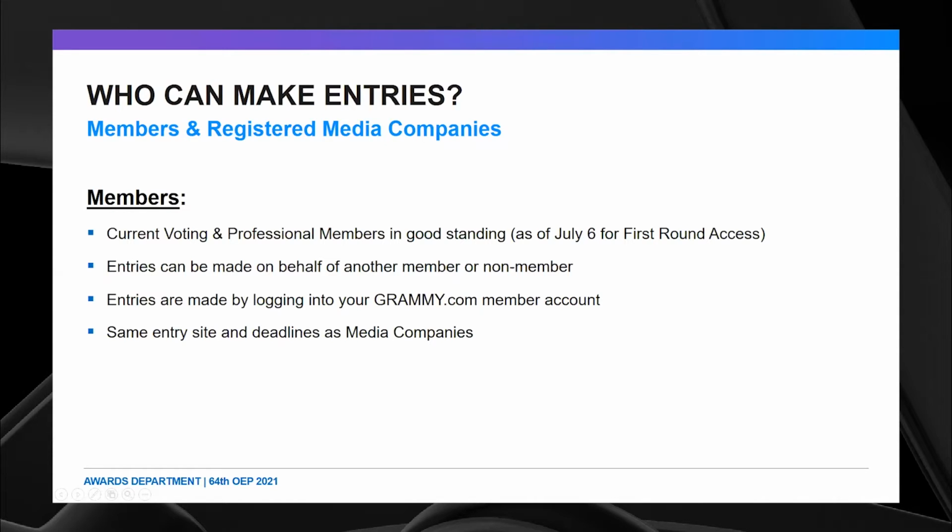Entries are made by logging into your Grammy.com member account. And that's really the biggest difference between members and media companies, is the way you get to the entry site. There's a separate registration process for media companies, and we're going to go over that next.